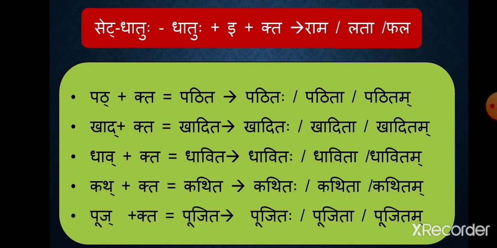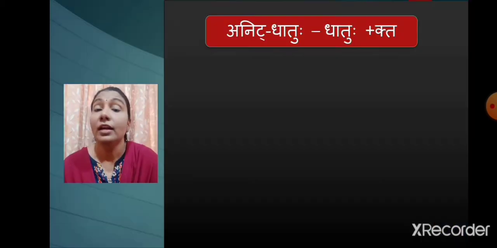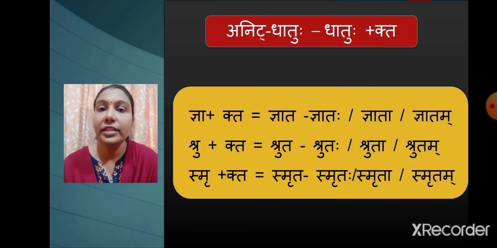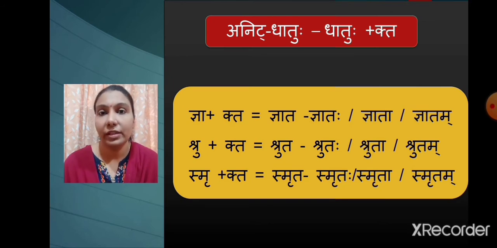Puja dhatuhu plus ta pratyayah. The form is pujita, and the forms in 3 different genders are pujitah, pujita, pujitam. In case of anit dhatuhu, i is not added before the pratyaya kta. It means we add only kta pratyaya to the roots. For example, Jna dhatuhu plus kta pratyaya.